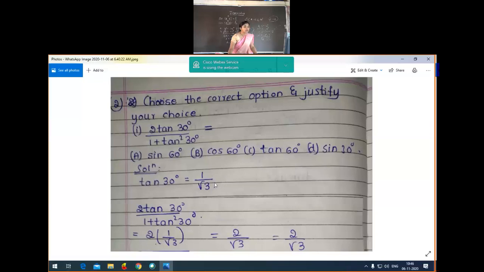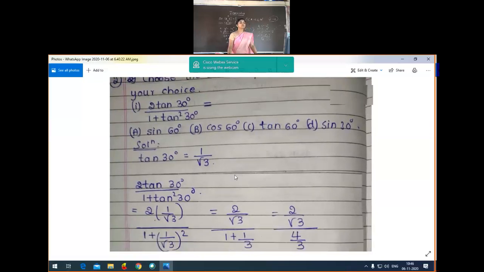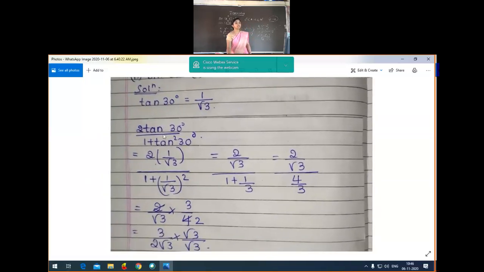Tan 30 is 1 by root 3. Now we have to substitute that 1 by root 3 in the tan 30 place. 2 into 1 by root 3, divided by (1 plus 1 by root 3) whole square. Why square here? Because in the denominator they have asked tan square 30, which is equal to 2 into 1 by root 3 is 2 by root 3, divided by 1 plus 1 by root 3 is 1 by 3.